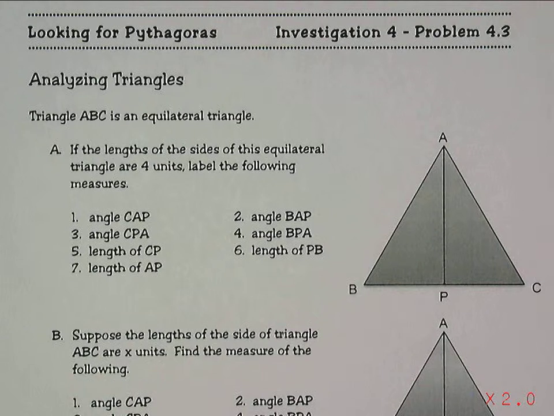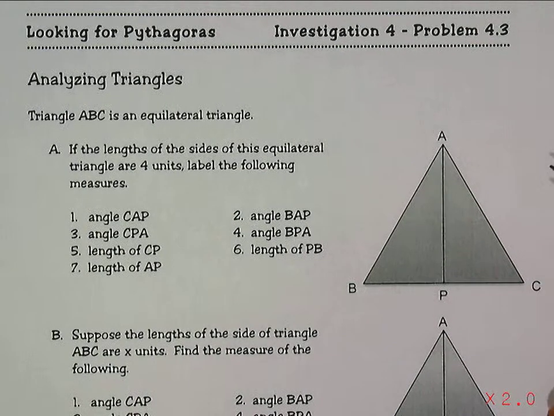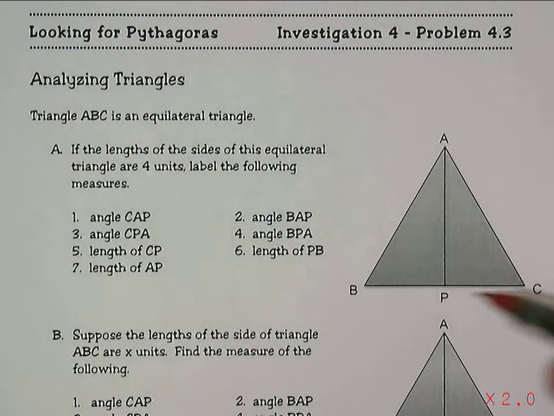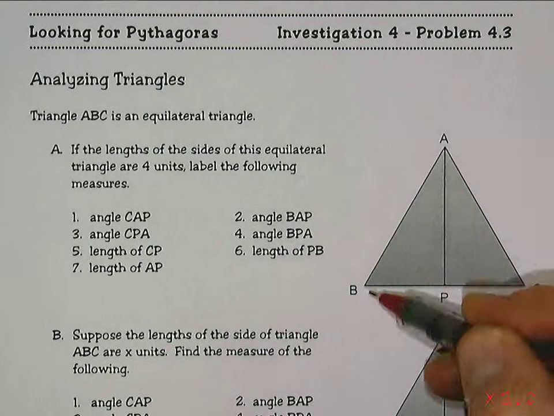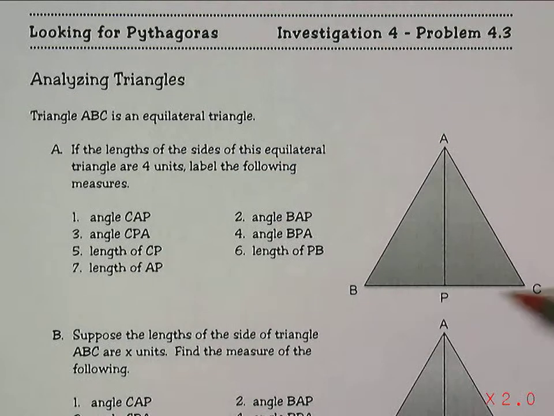In Investigation 4, Problem 4.3, we're going to look at a special triangle called a 30, 60, 90 triangle and see some of the properties that it exhibits when we see triangles like this. But to do this, we're going to start with what's called an equilateral triangle, where all three sides are the same length. And in this case, we're going to say that triangle ABC is an equilateral triangle.